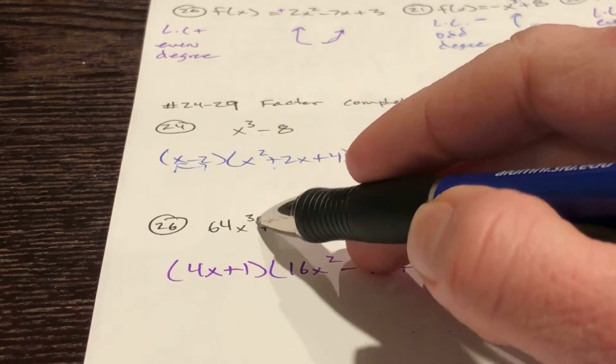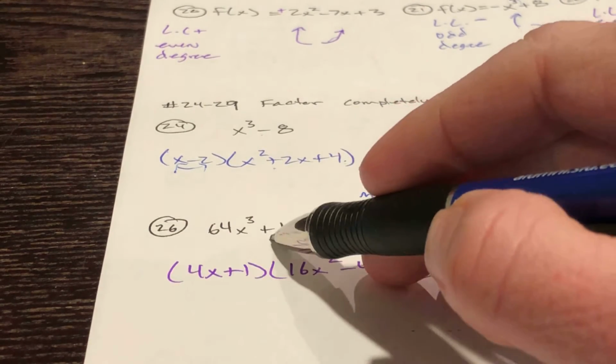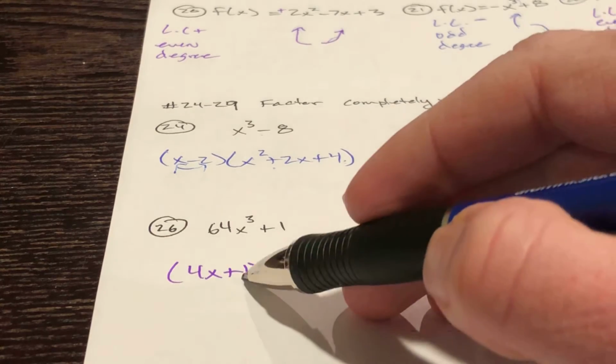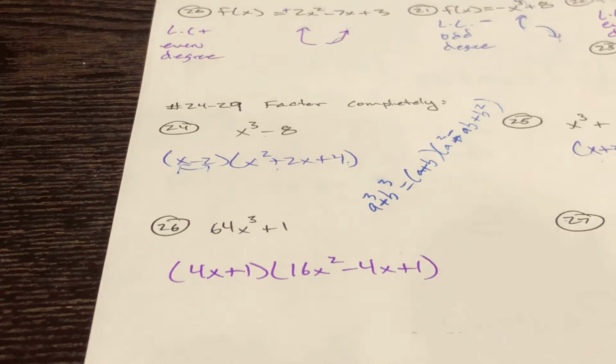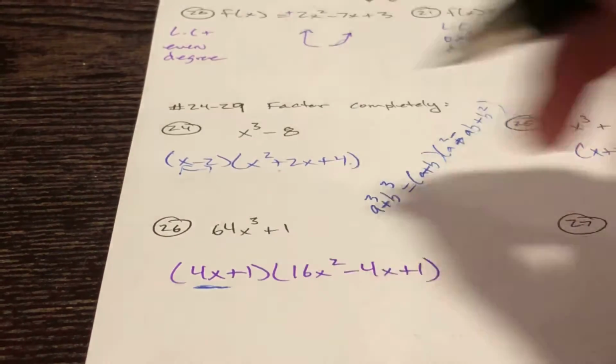I take the cubed root of x to the third. That's x. Plus, the cubed root of 1 is 1. The square root of 1 is 1. The 10th root of 1 is 1. I take that first term. I square all of it.